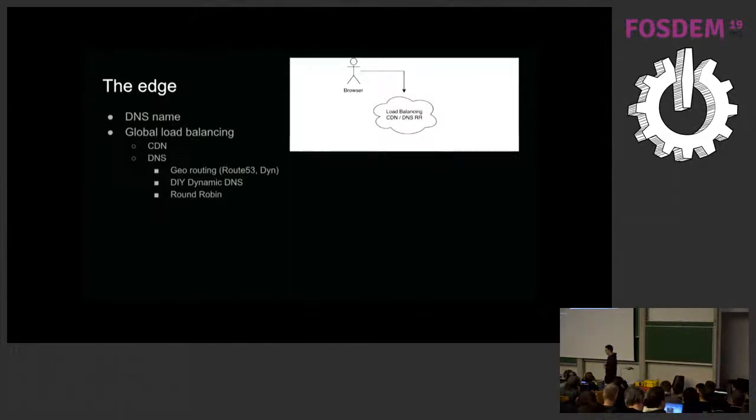Another option you could do is some DIY dynamic DNS updates. So maybe you have a background process that updates your DNS record on the fly based on whatever custom metrics make sense for your application. Maybe you want to do this based on load or something like this. So this could be a simple cron job or something more complicated. It's up to you.